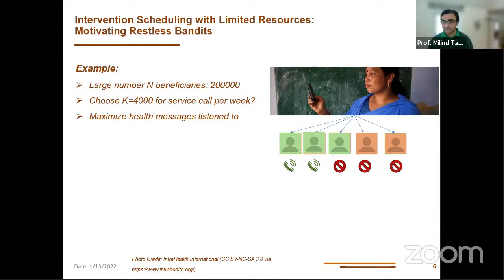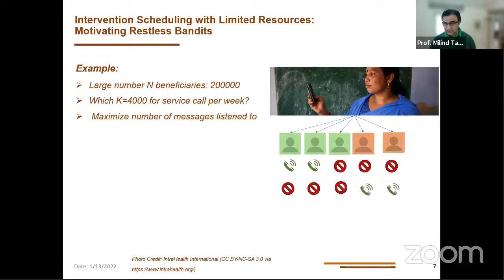So overall, again, now this health worker has to decide what to do next week. Given this situation, she may say, I will call the 2 who are in red. But this turns out to be a bad choice because what happens as a result is the 2 mothers she called don't pick up the phone, don't get the message next week, so they remain red. And in fact, the 2 who were green also turned to red. They stopped listening. So choosing these 2 mothers to give a service call to was not a good choice.